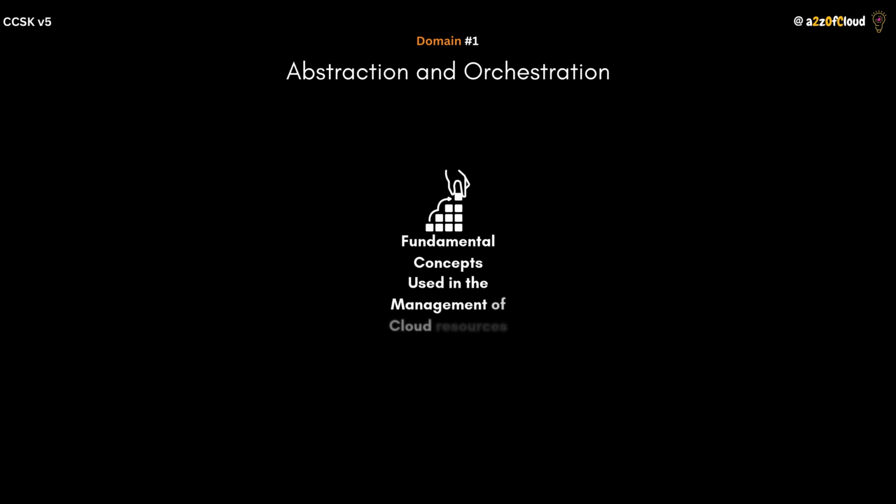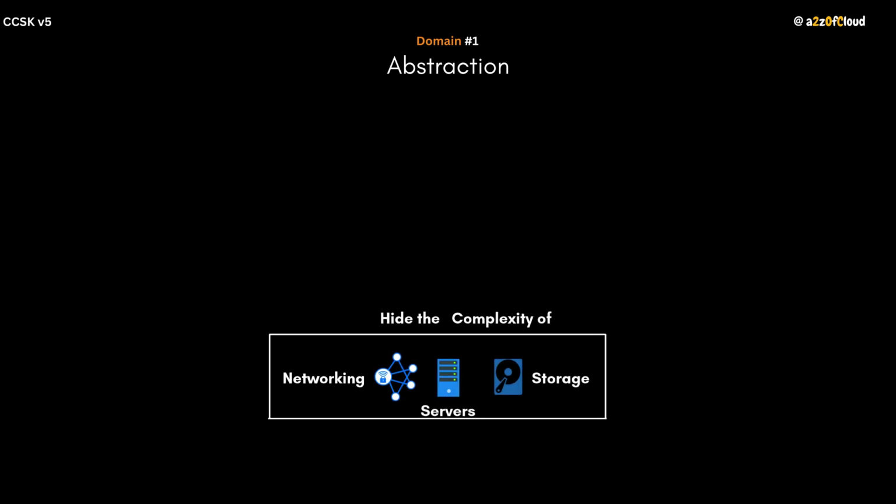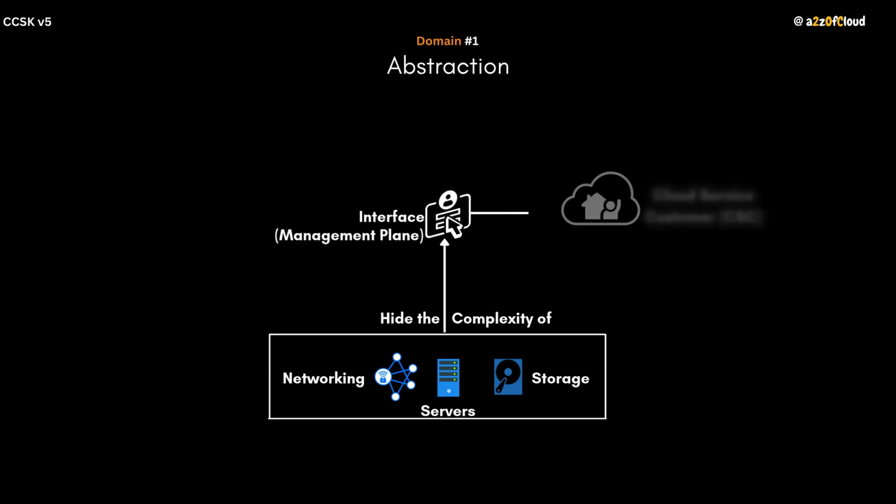Abstraction and orchestration. These are fundamental concepts that work together to enable efficient use, deployment, and management of cloud resources. Abstraction in cloud computing refers to the process of hiding the complexity of underlying infrastructure and providing a simplified, user-friendly interface for accessing and managing resources. Virtualization is a primary driver of abstraction in the cloud. However, abstraction extends beyond virtualization through containerization, APIs, and other tools.